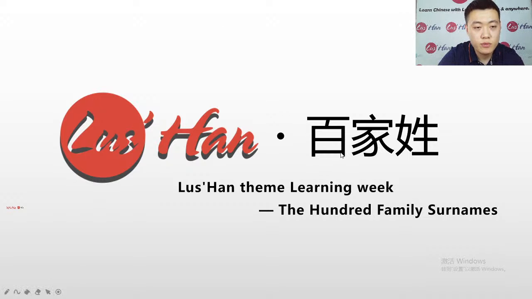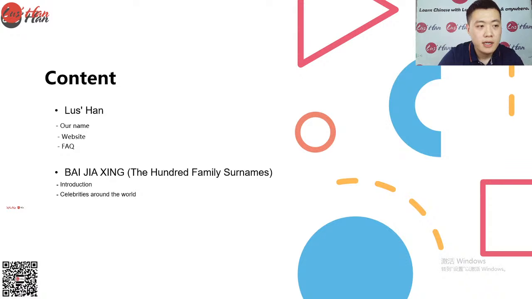百家姓, the three single words. 百 means 100. 家 means family. 姓 means surname. 百家姓, 100 family surnames. In the second part I'm going to talk about the 100 family surnames, 百家姓, give an introduction, do some practice, and introduce the surnames to you guys.